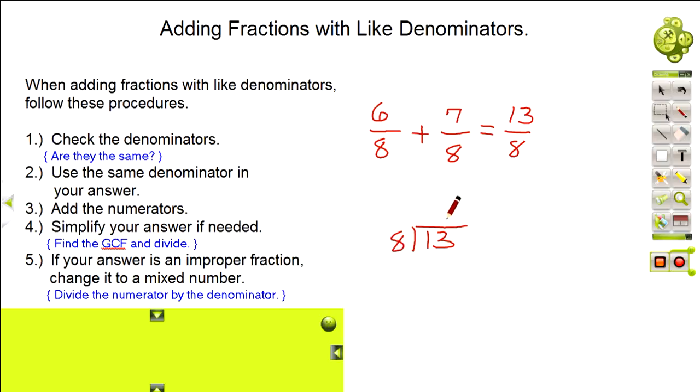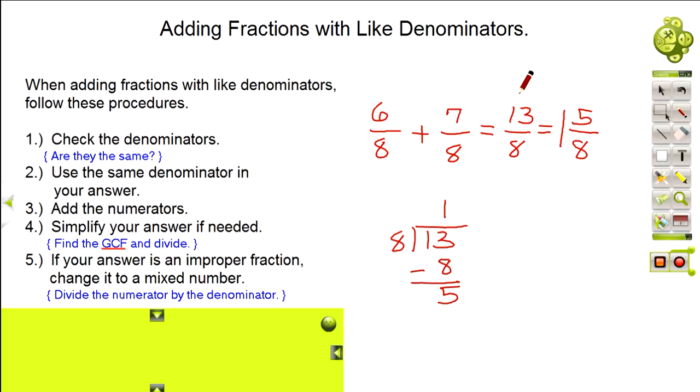8 can go into 13 one time. 1 times 8 is 8, subtract, and you end up with 5. 1 is our whole number. 8 remains our denominator, and 5 is our numerator. 6 eighths plus 7 eighths equals 13 eighths.